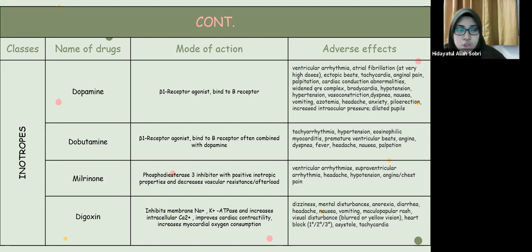Usually dobutamine is combined with dopamine. The adverse effects are ventricular arrhythmia, atrial fibrillation, and in dobutamine also tachyarrhythmia, hypertension, and premature ventricular beats. Next is milrinone. Milrinone is a phosphodiesterase 3 inhibitor with positive inotropic properties. It decreases vascular resistance or afterload, and it also causes ventricular arrhythmia and supraventricular arrhythmia.